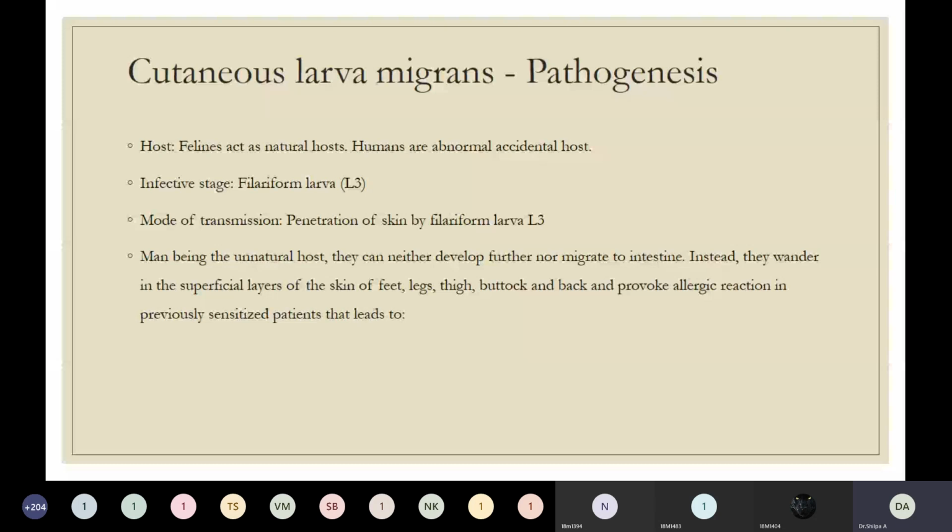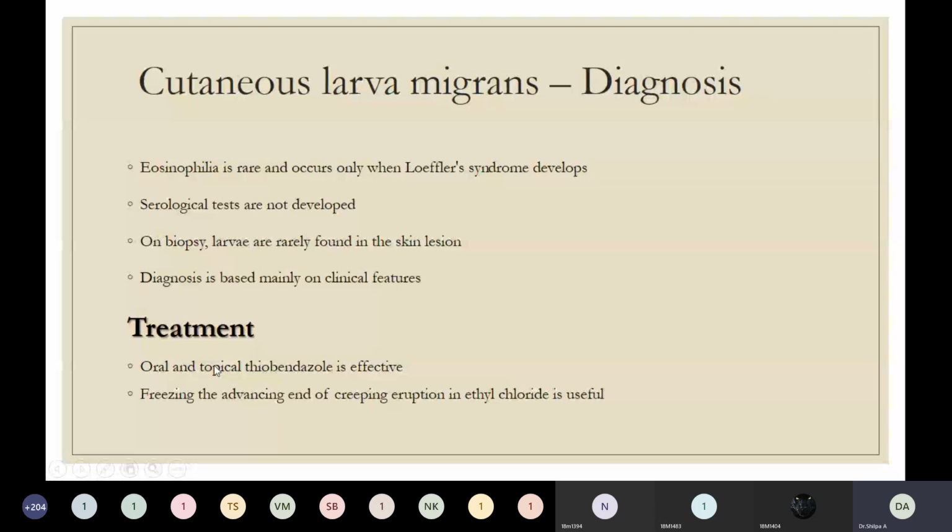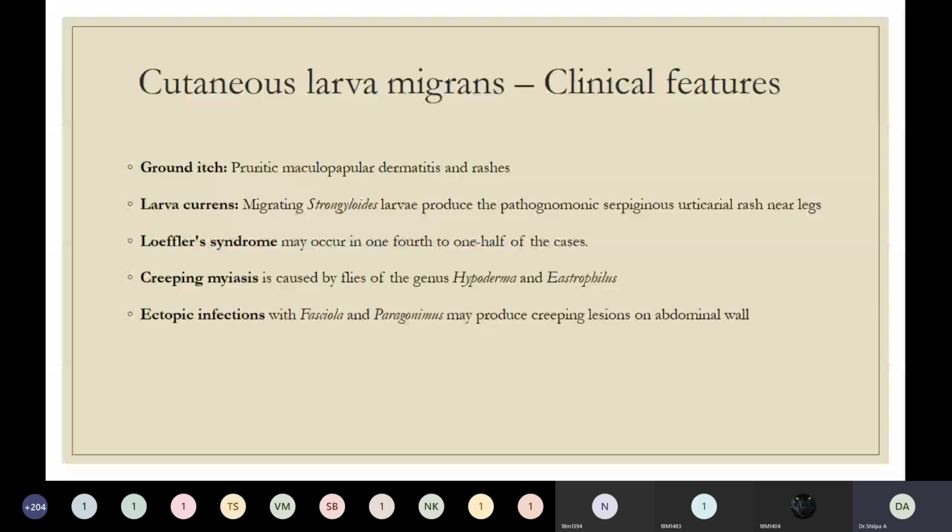Now coming to the various clinical features of cutaneous larva migrans. This wandering and provoking of an allergic reaction may lead to five different clinical features. Ground itch, which is pruritic maculopapular dermatitis and rashes. Then the second one is larva currens, where the migrating Strongyloides larva produces a pathognomonic serpiginous urticarial rash near the legs. It is also called currens itch, another name for the same thing.